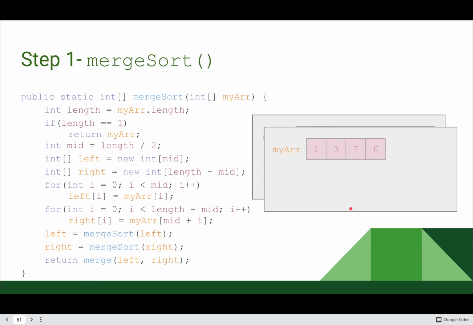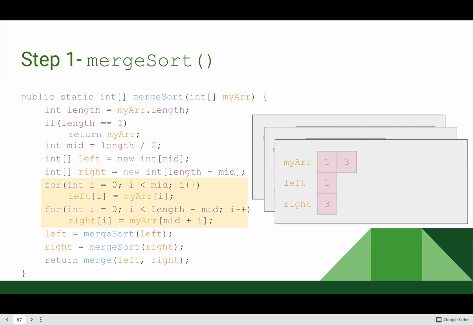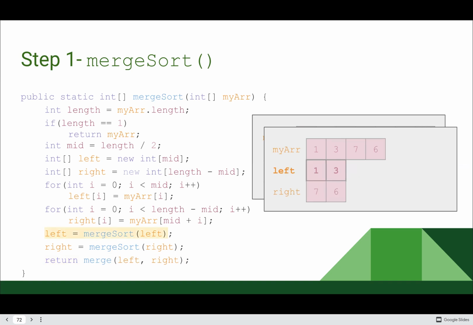My array is 1, 3, 7, 6. We fill in left and right. We merge sort left. We split that into single elements. Both of those are going to call merge sort. They'll return because they're one element long, and then we'll merge them. We'll get 1, 3. Left is equal to 1, 3.